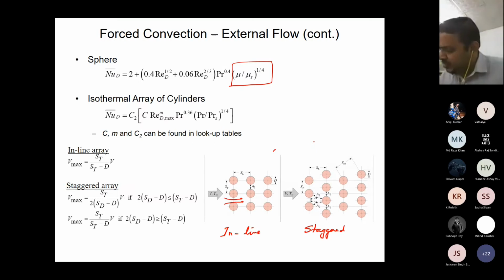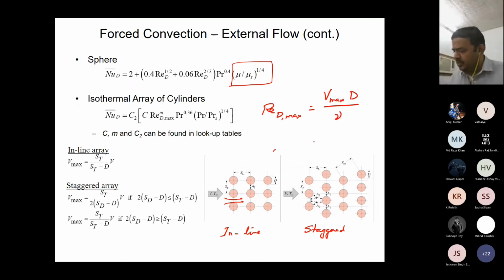Okay. So let me write again. Reynolds D max is V max D over nu. V max why? Because when the flow enters here, it is going to squeeze through, and it's going to be a little complicated. Okay, there will be some eddies shed probably here. Some of the flow will go like this, etc. So V max is defined in this manner.